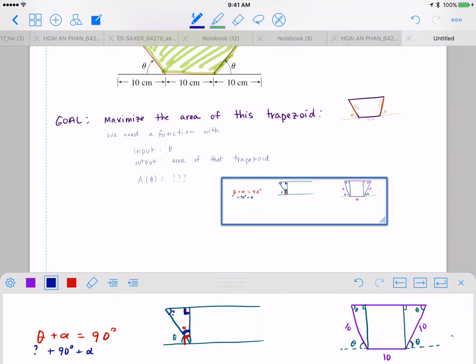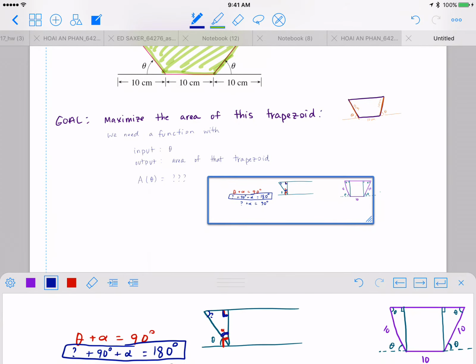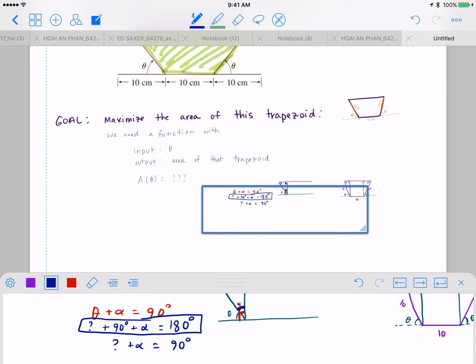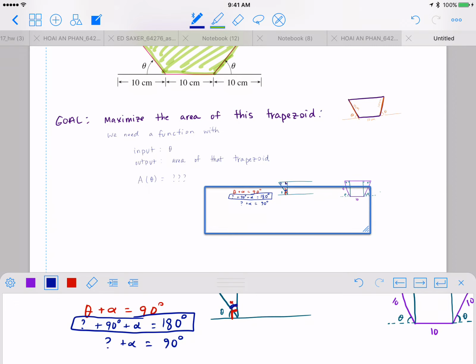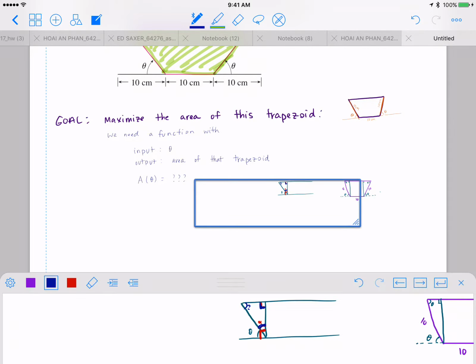whatever this angle is, and the angles in a triangle have to add up to 180 degrees, right? So that means that question mark plus alpha has to be 90 degrees, right? So if all three of the angles add up to 180 degrees and one of the angles is a right angle, then the remaining two angles, the acute angles, have to add up to 90 degrees, okay? And that means question mark is equal to 90 degrees minus alpha, but that's precisely theta, okay? So that's kind of a quick explanation or reminder of how we get our diagram.